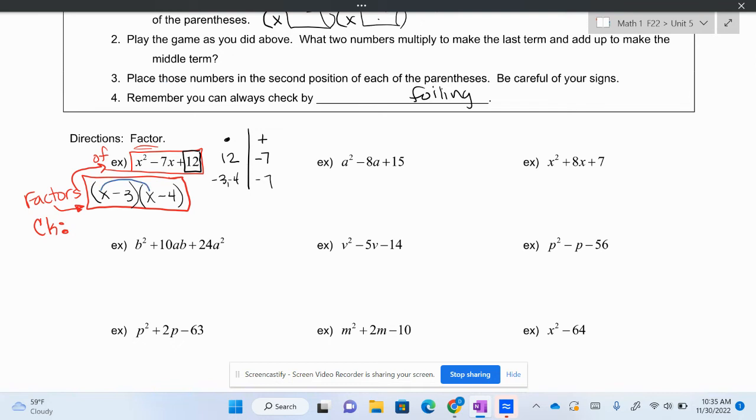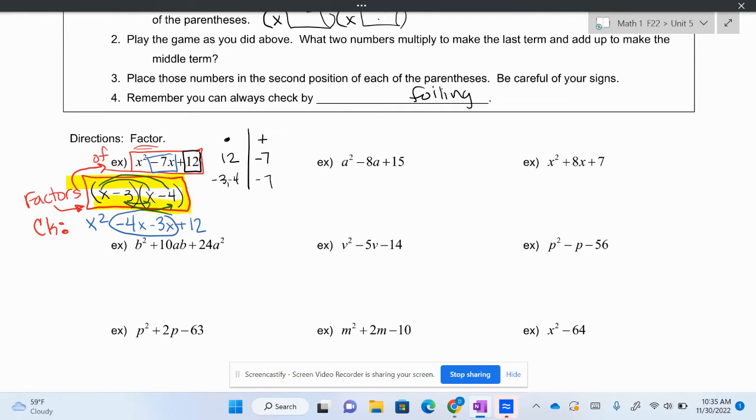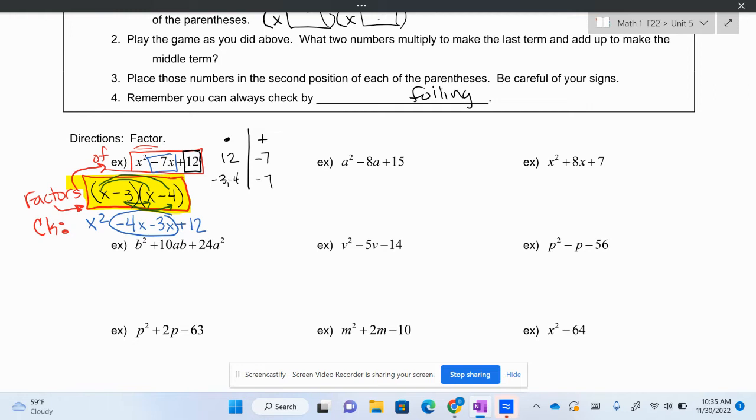So I'm going to FOIL x times x. Well, that's x squared. x times -4, well, that's -4x. -3 times x, well, that's -3x. And -3 times -4, well, that's positive 12. And notice that -4x and -3x become -7x, which is exactly what I had in my first expression. So again, I want you to know that these are the factors of x squared minus 7x plus 12. So you really want to write your answers as a product of two binomials.